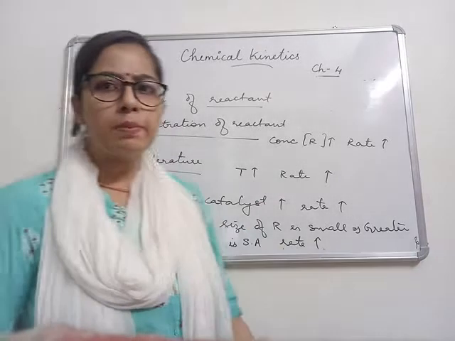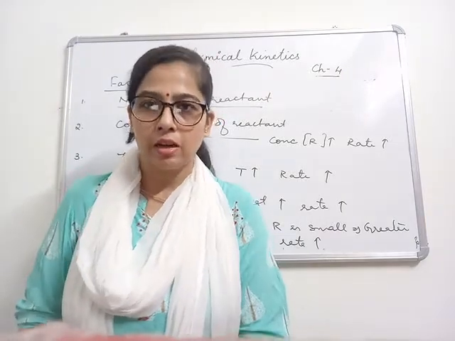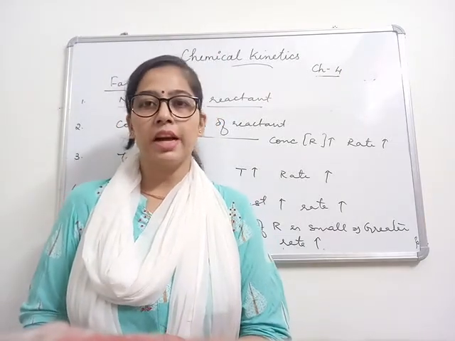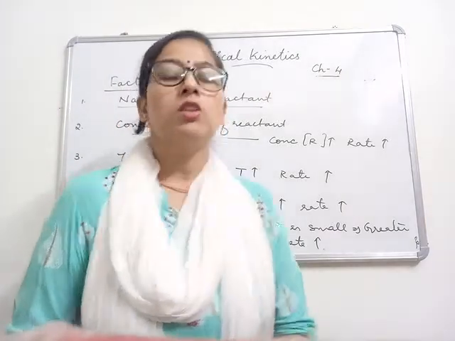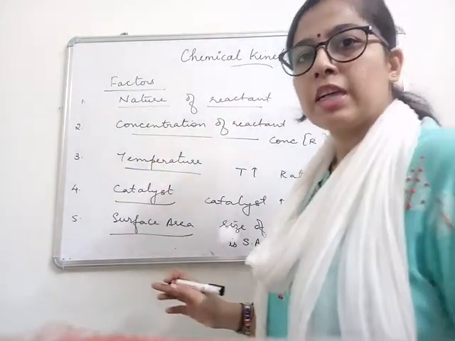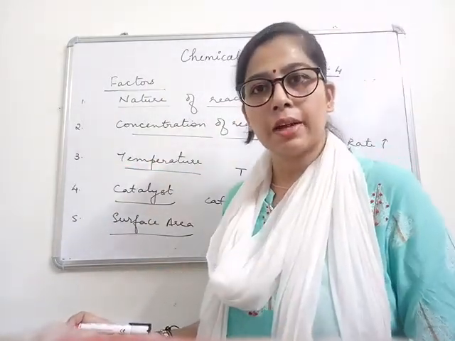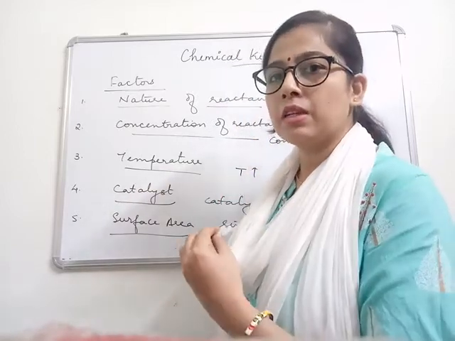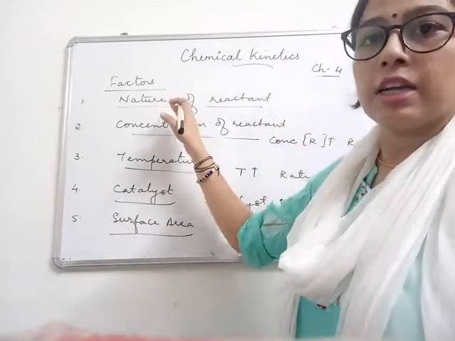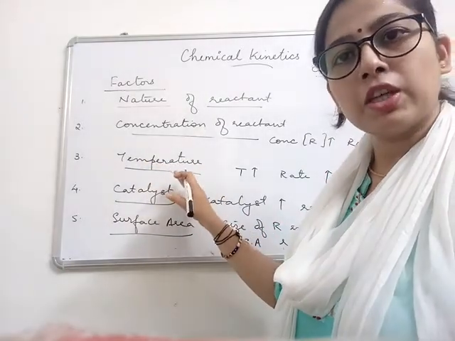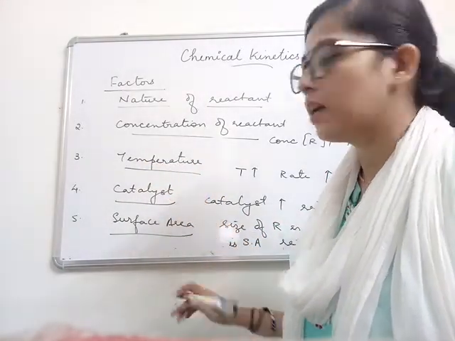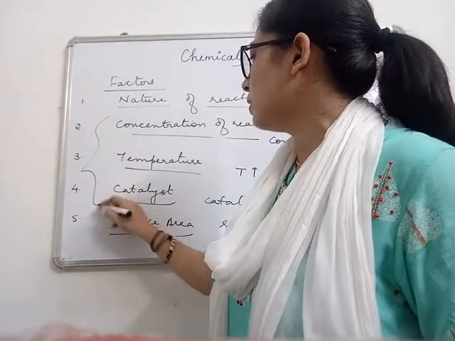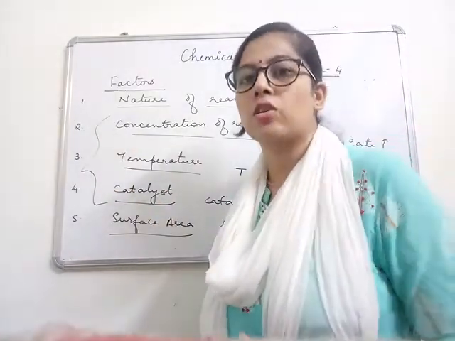For a few photochemical reactions, we also need sunlight. Photochemical reactions take place in the presence of sunlight. So for them, if you keep them in the presence of sunlight, the reaction rate also increases. So the basic parameters on which the rate depends are nature, concentration, temperature, catalyst and surface area. And these terms we will discuss in detail in later topics.